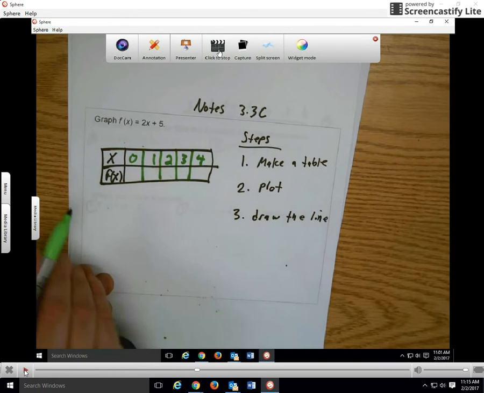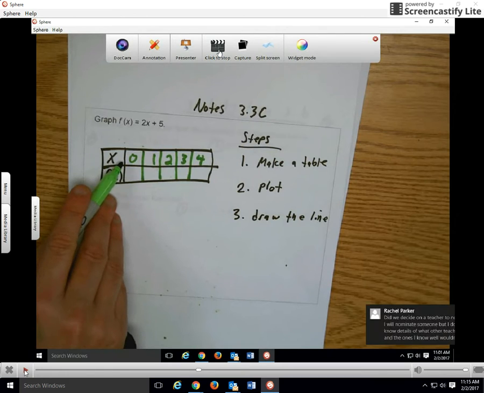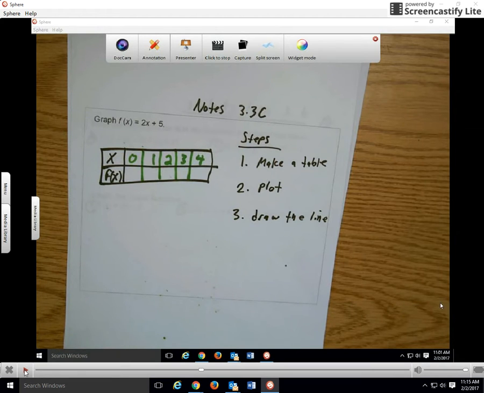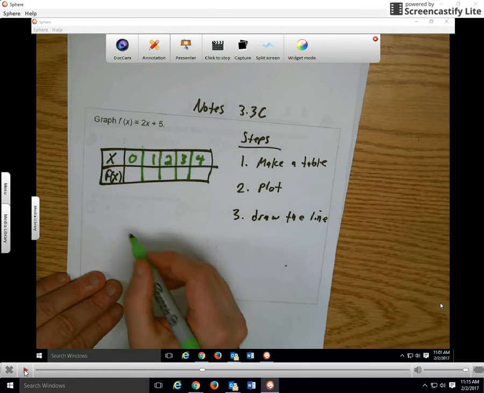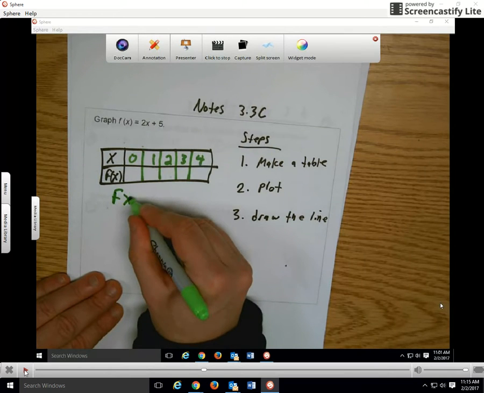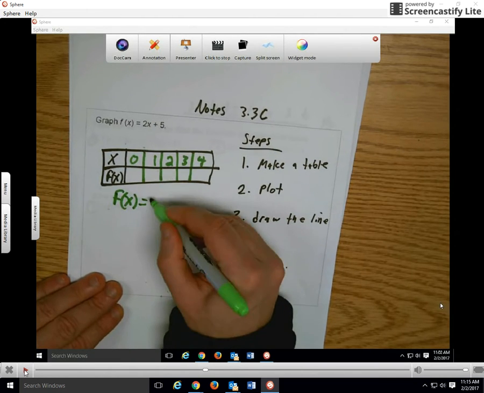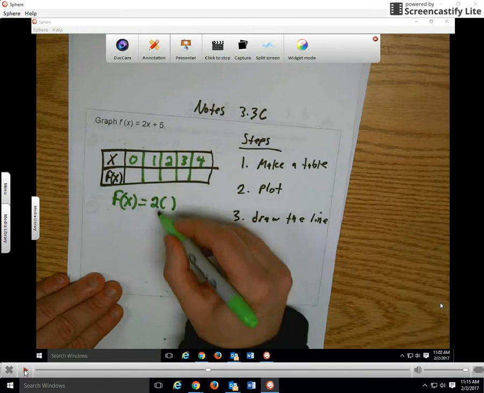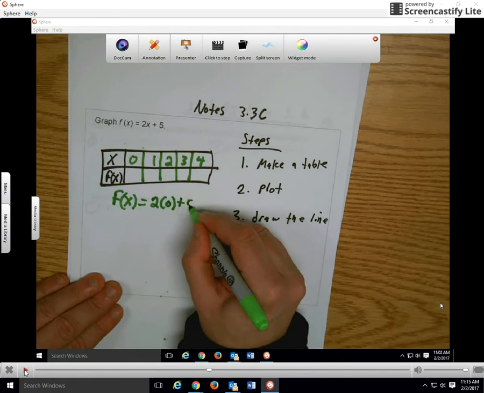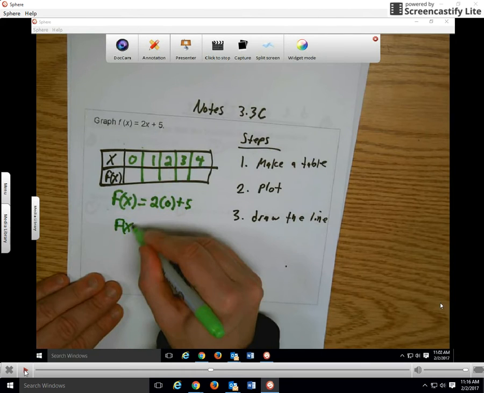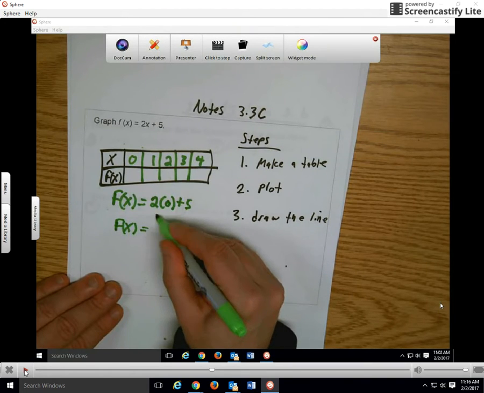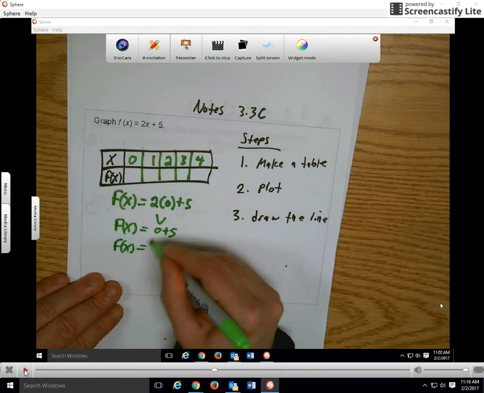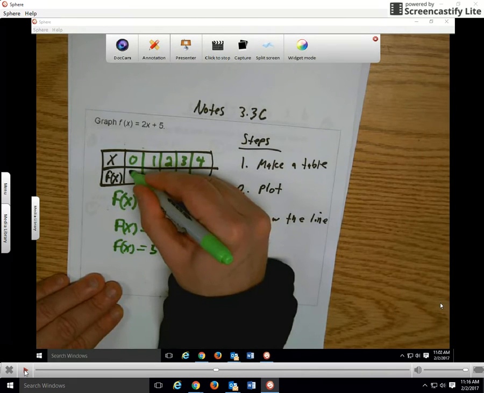Now notice this time we're substituting in for the x. We're trying the x values. So if x is a 0, what would the y be? So the f of x, which I just called the y, is the same, but instead of an x, I'm putting a 0. Instead of this x there, I'll put a 0 plus 5. So f of x would be 2 times 0 is 0. 0 plus 5 would be 5. So if you input a 0, your output would be a 5.